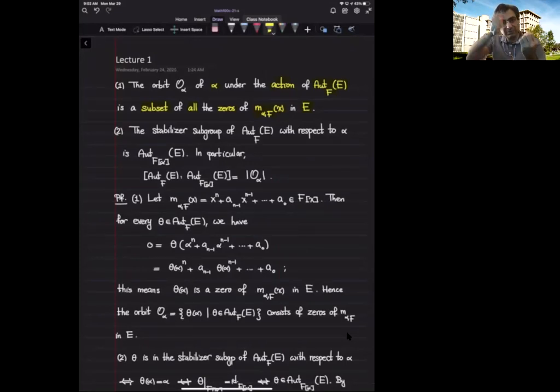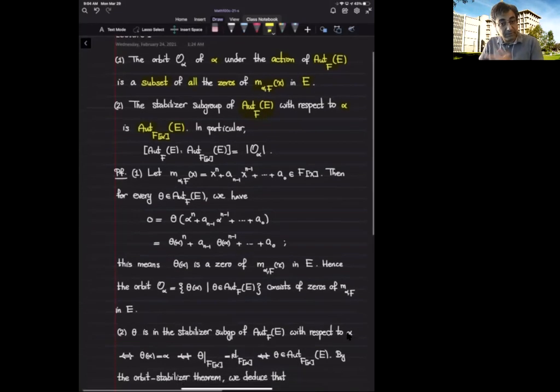Alpha is going to be sent to another zero of the minimal polynomial of alpha over the base field, capital F. And the stabilizer subgroup of alpha, the stabilizer subgroup of the group of F automorphisms of E with respect to alpha, is precisely those automorphisms of the field E whose restriction to F bracket alpha is the identity. So they are F bracket alpha linear automorphisms from E to E.